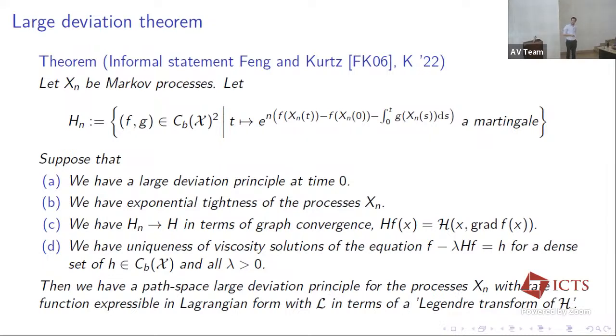Okay. So if you have all of that, then you have path-space large deviations, and the rate function is of Lagrangian form. With Lagrangian form, I mean, for example, this squared thing where you take the difference of your derivative minus this gradient. So this I would call a Lagrangian, and this Lagrangian is the Legendre transform of this H. This is a very general statement, and the conditions are hard to check, especially this uniqueness of viscosity solutions. I'll spend some time on that afterwards. On R^d, we can do this. If you go to more difficult spaces, this is a challenge.